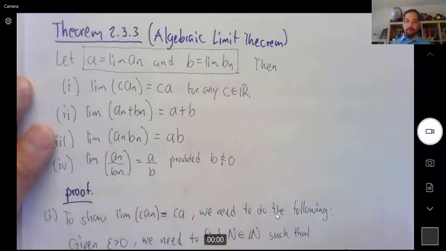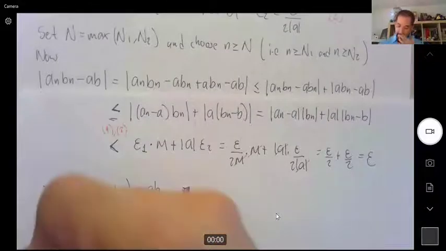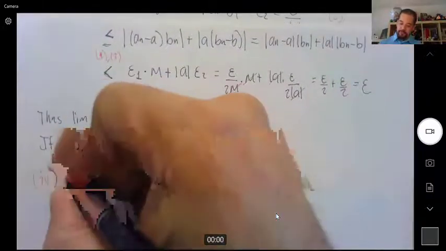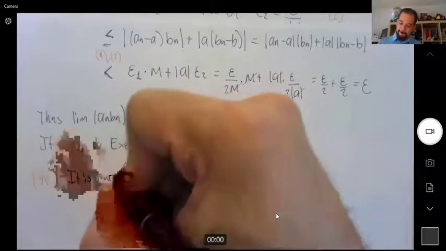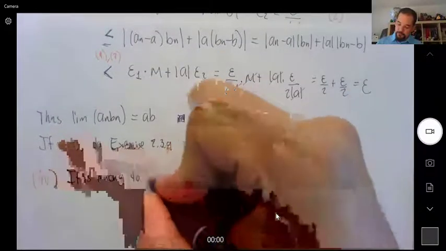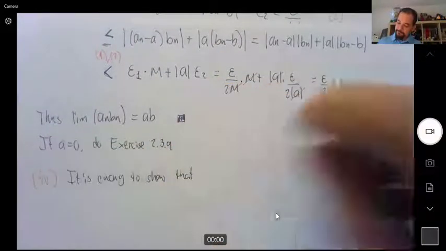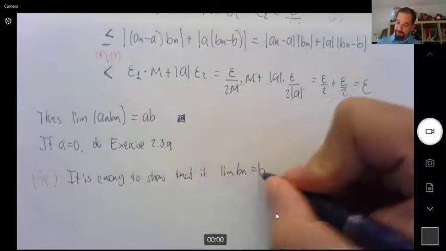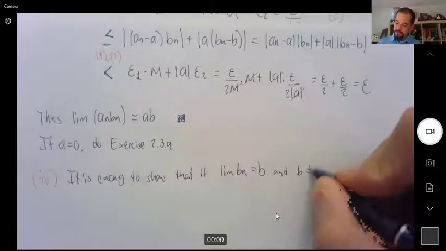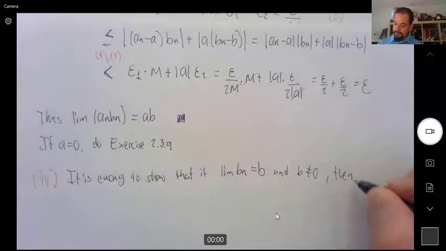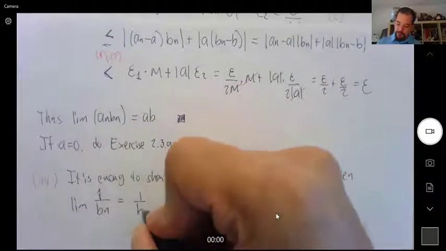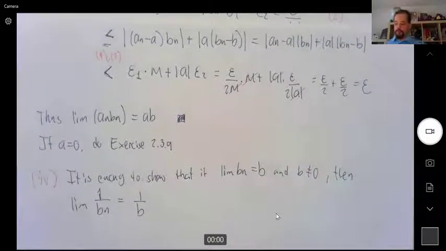All right, let me explain. So for 4, I'm going to say that it is enough to show that if the limit of bn equals b and b is not 0, then the limit of 1 over bn is 1 over b. If we do that, we can do the other one.